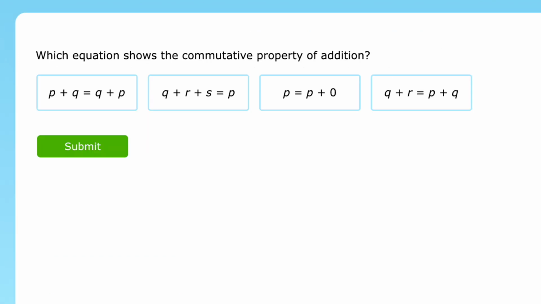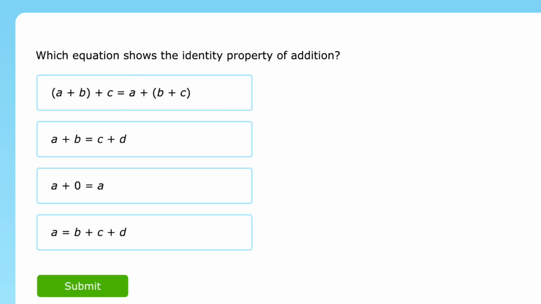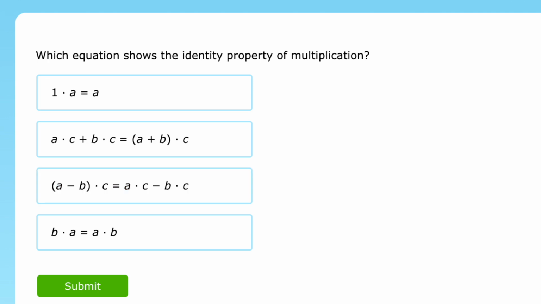Next, which equation shows the commutative property of addition? Well, our answer should have the same variables all being added on both the left and the right side of the equation, just arranged in a different order, and the only answer that shows that is p plus q equals q plus p. Next, which equation shows the identity property of addition? Well, an identity property doesn't want to change our input, so a plus 0 equals a keeps a the same. Next, which equation shows the identity property of multiplication? Well, once again, we want to keep our input the same, so we want to multiply by 1. So 1 times a equals a keeps a the exact same.